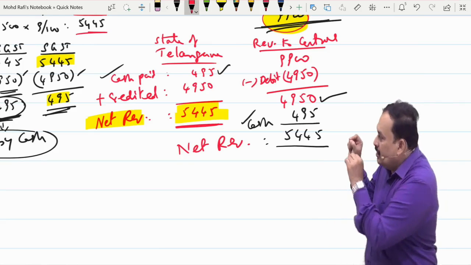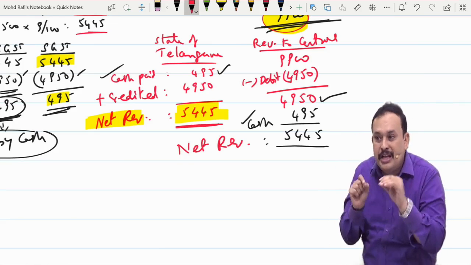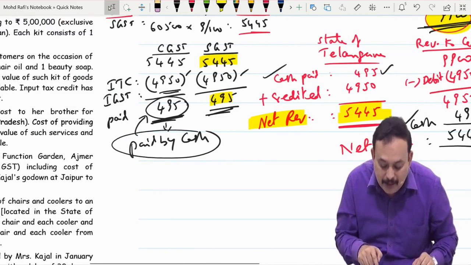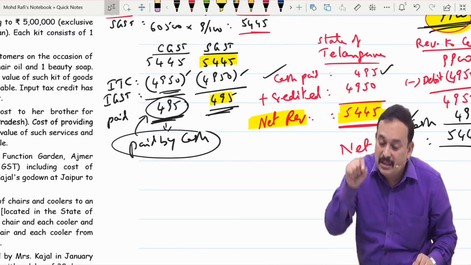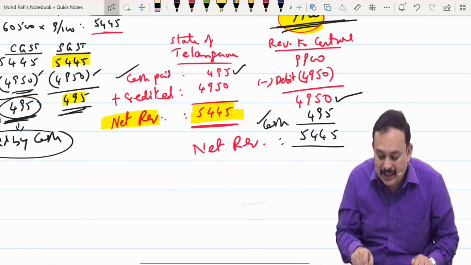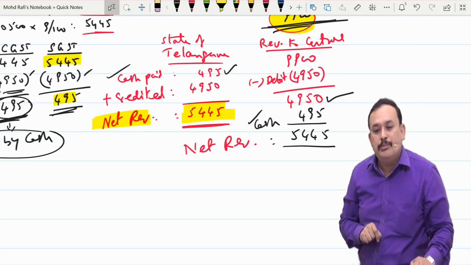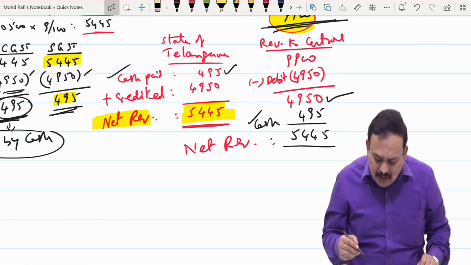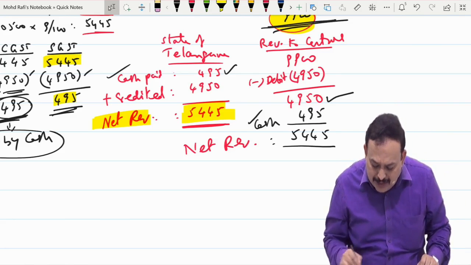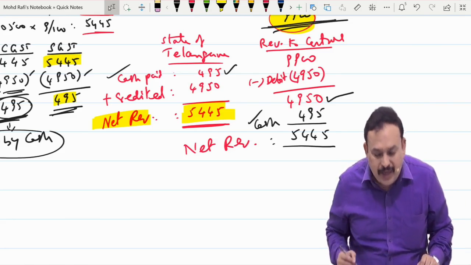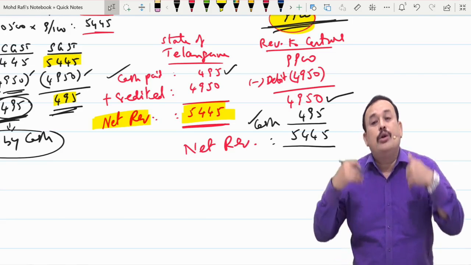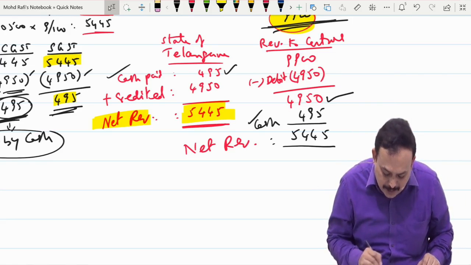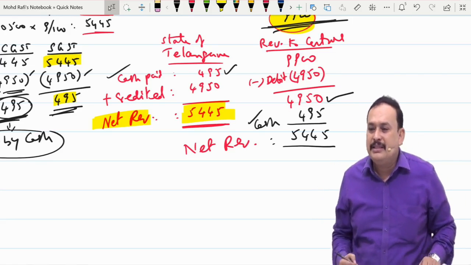In our computation, 495 was missing. Where did it go? How did we find it here? It was already cut by cash by the Government of India. That has been brought into the computation, resulting in 495 of this particular entered value, 5,445 revenue going to the central government, equal to the revenue already got by the state government here. Got the clarity, my dear sir?